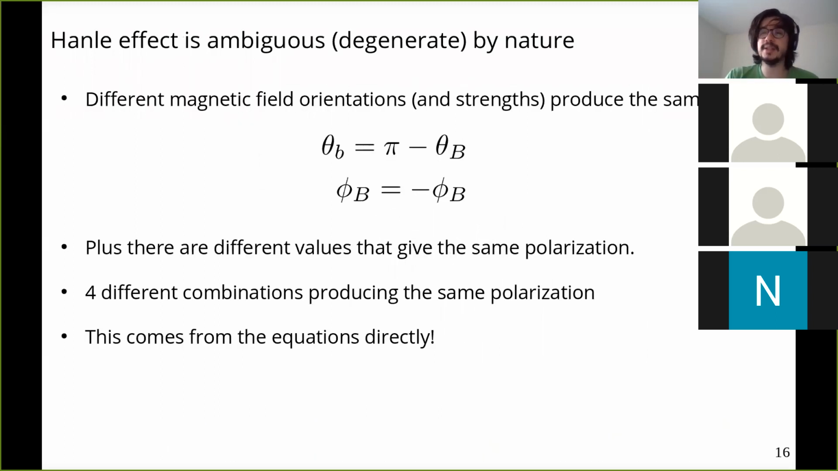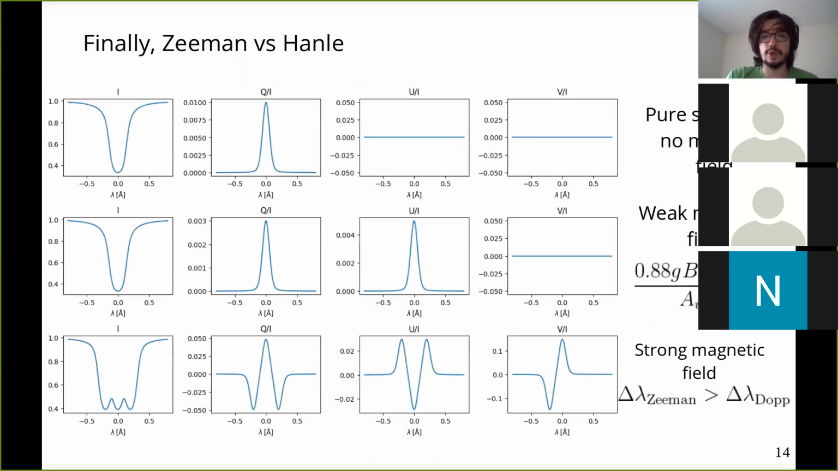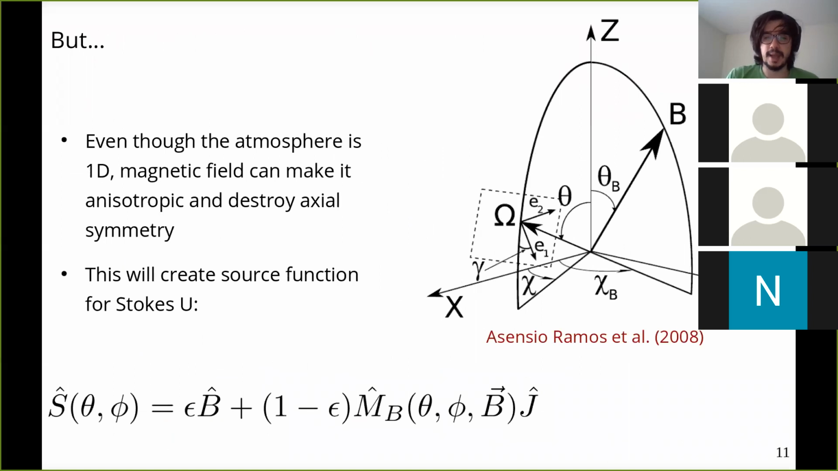And actually, the reason why these ambiguities exist is because they exist in the Hanle effect equations, exactly. So if you were to write this matrix here, which depends now on the angles of the outgoing radiation and the whole magnetic field, let's just make this explicit. So this theta and phi are the angles of the outgoing radiation. So these are these, theta and chi. And this magnetic field contains both the strength and the orientation of the magnetic field. Okay.